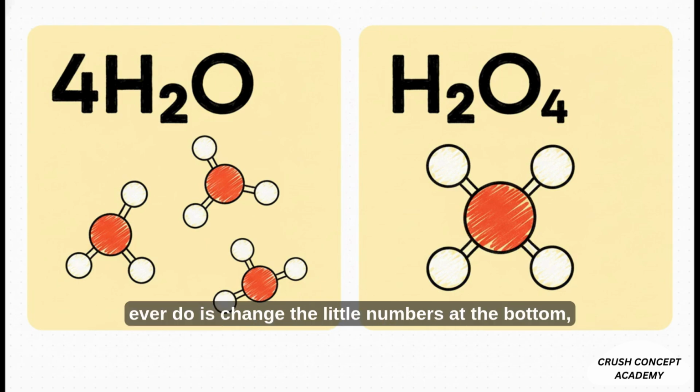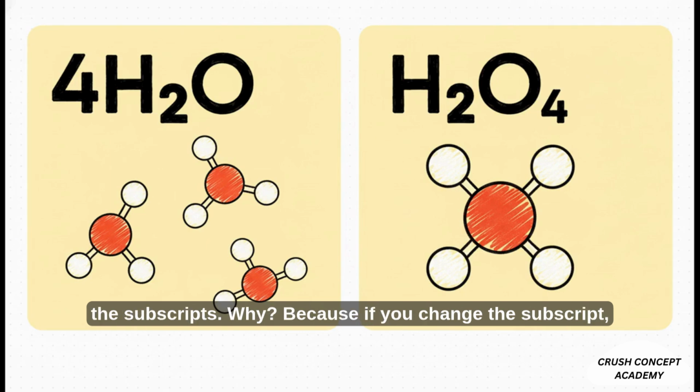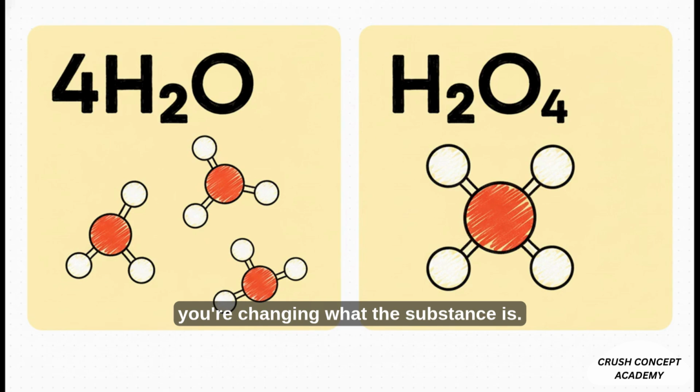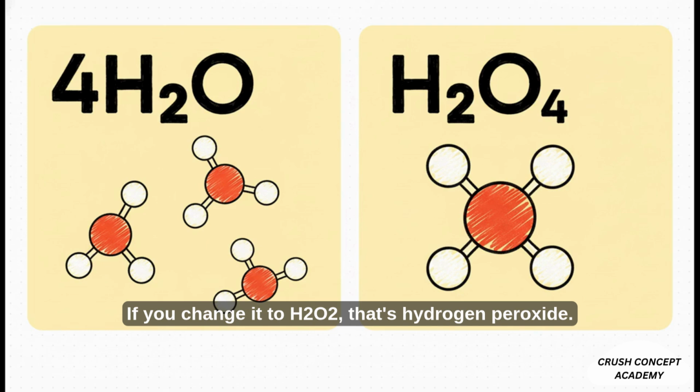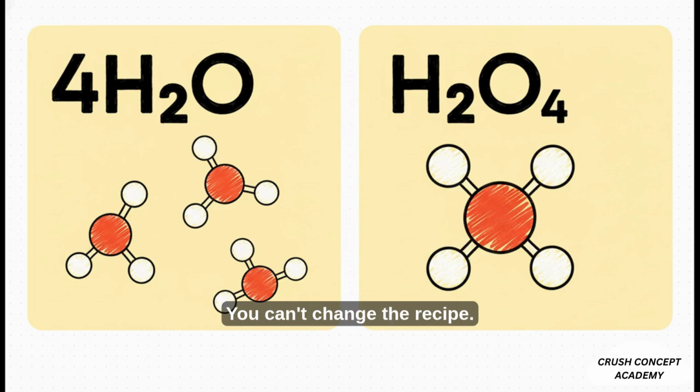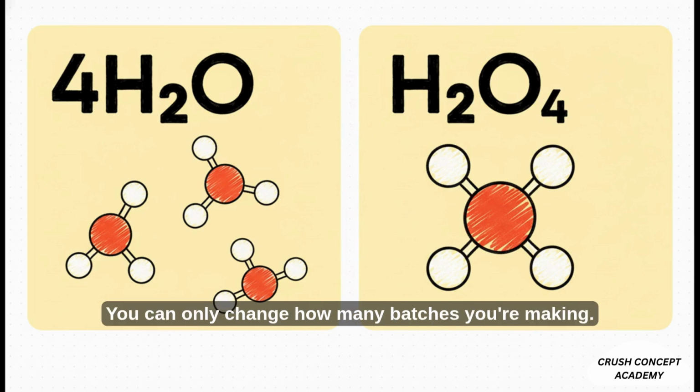What you can never, ever do is change the little numbers at the bottom, the subscripts. Why? Because if you change the subscript, you're changing what the substance is. H2O is water. If you change it to H2O2, that's hydrogen peroxide. You can't change the recipe, you can only change how many batches you're making.